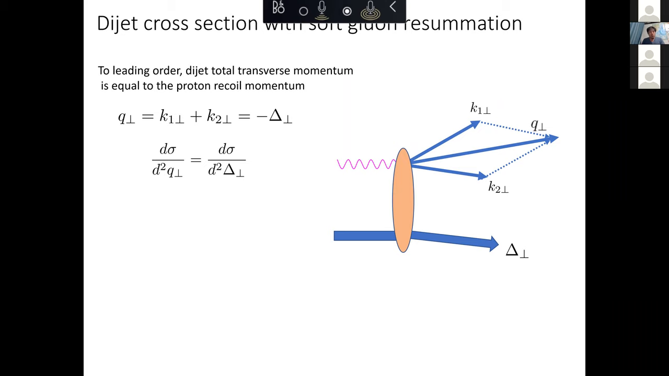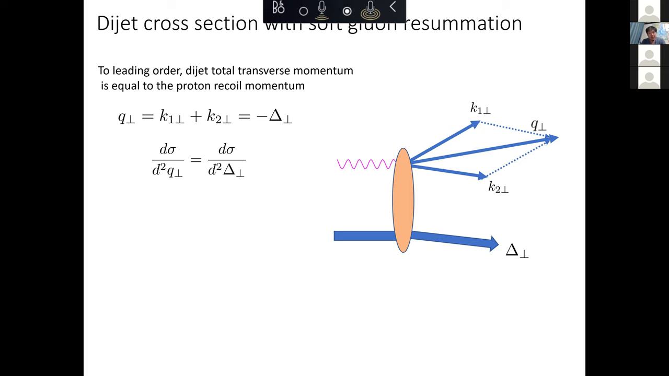So as I said, this sum of the two jet momenta, k1 perp plus k2 perp, which I call q perp, is equal in magnitude but opposite in sign to the recoil momentum of the proton, just by momentum conservation. So to leading order, this cross section in q perp is the same as the cross section in delta perp. That's kind of obvious.